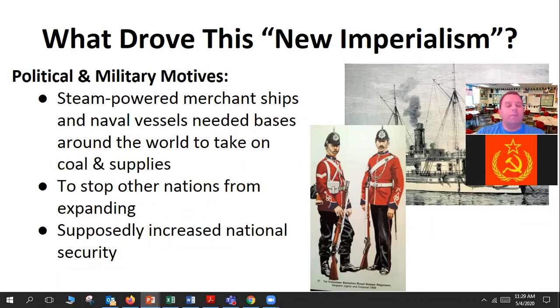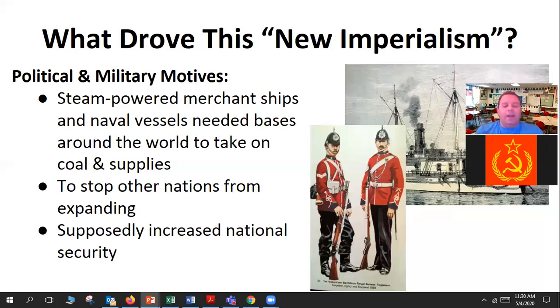There also are political motives to this. We're seeing much better ships now that are steamships, so they can pretty much sail where they need to sail. They're not beholden to the tides or the wind at this point. These steamships can sail around the world, and that's important because they're going to need bases, places to load and unload supplies and to refuel. And so they're going to set up these colonies with large harbors as ports for people to do that.